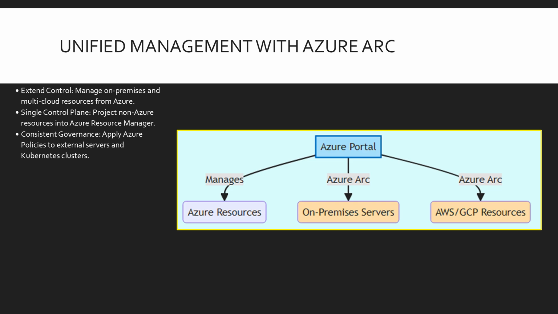This diagram illustrates the power of unified management. The Azure portal sits at the top as the central management hub. It directly manages Azure resources, but through Azure Arc, it extends that same management line to on-premises servers and AWS/GCP resources. This visualizes the concept of a single pane of glass for all your IT assets.